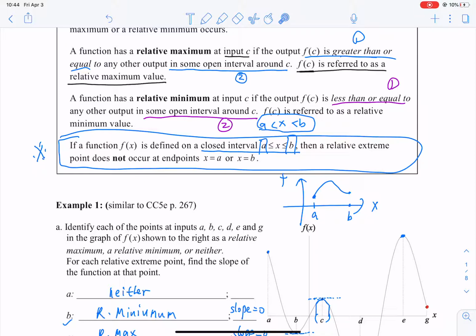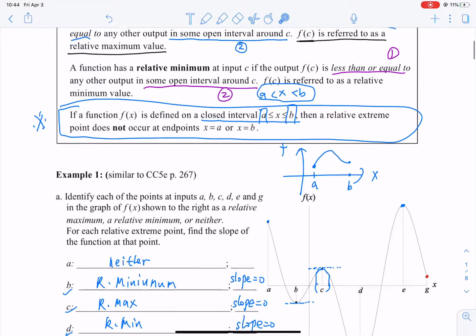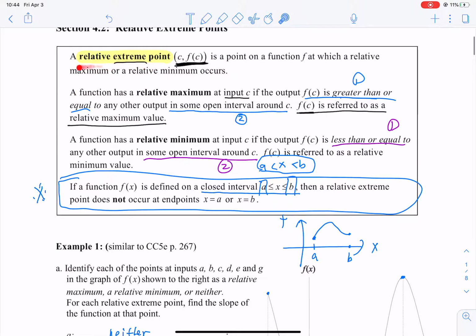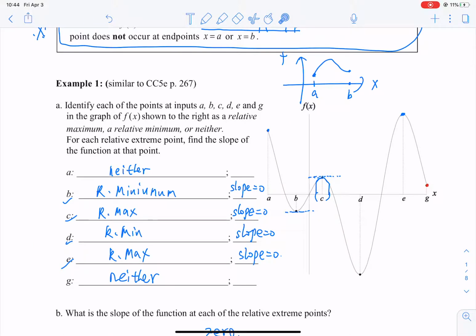That means for a closed interval, the two end points A and B, both of them cannot be relative maximums or relative minimums, the two boundary points. So if you memorize that one, then these two questions are easy. You don't have to check it. You just see, all right, this is a boundary point. This is the end point A. So it cannot be a relative extreme point. And similarly, G is the end point. So G cannot be a relative extreme point.